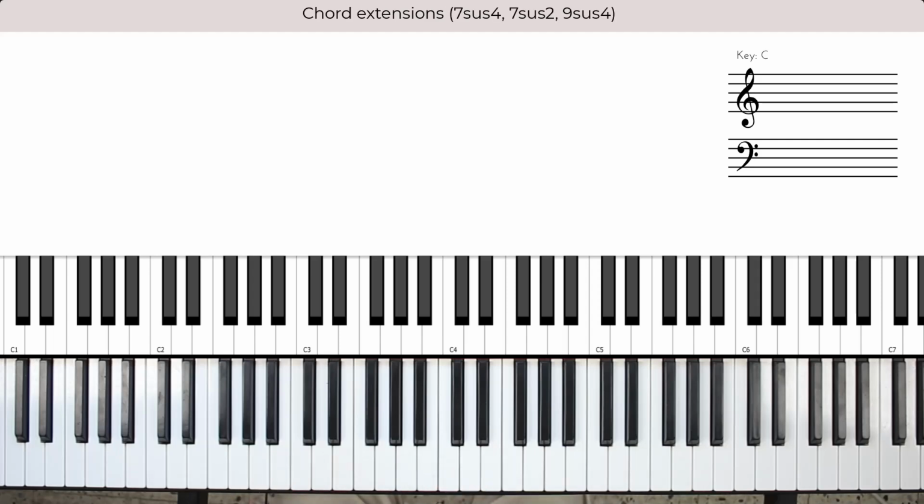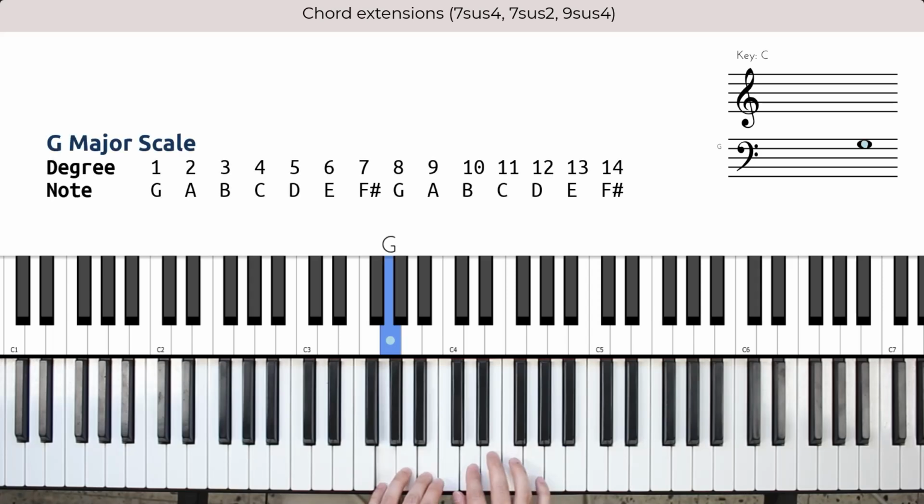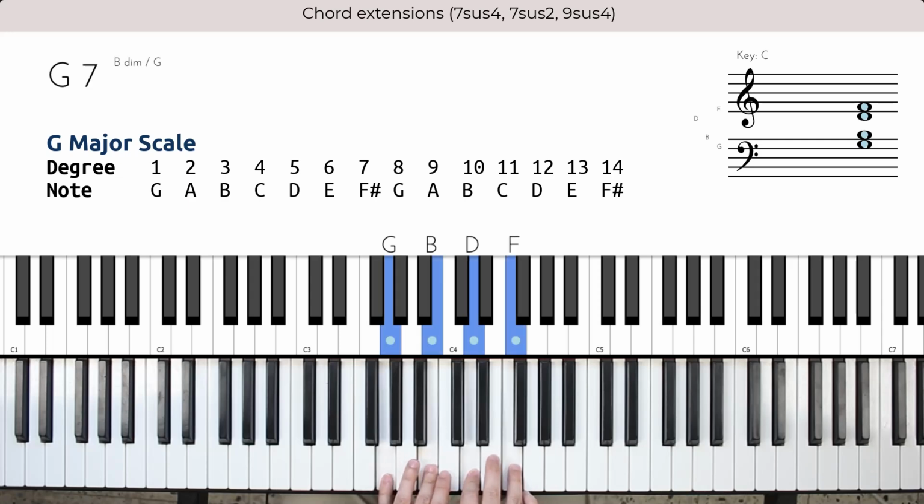Now let's take this a step further by looking at extensions. And we can take higher chords, 7th chords, 9th chords, 13th chords, and sus them as well. For example, let's say we take a G major, and we can do a G sus4 or a G sus2. And let's play a G dominant 7. And we can sus it as well. G7 sus4 or G7 sus2.